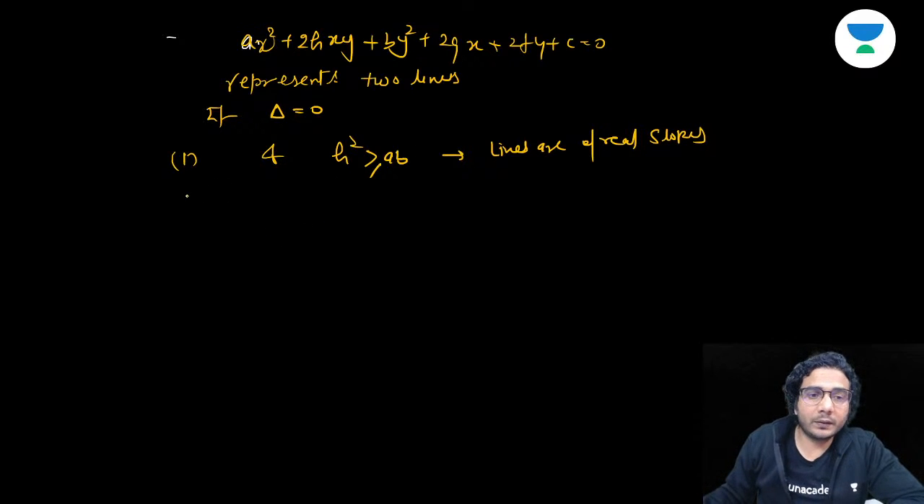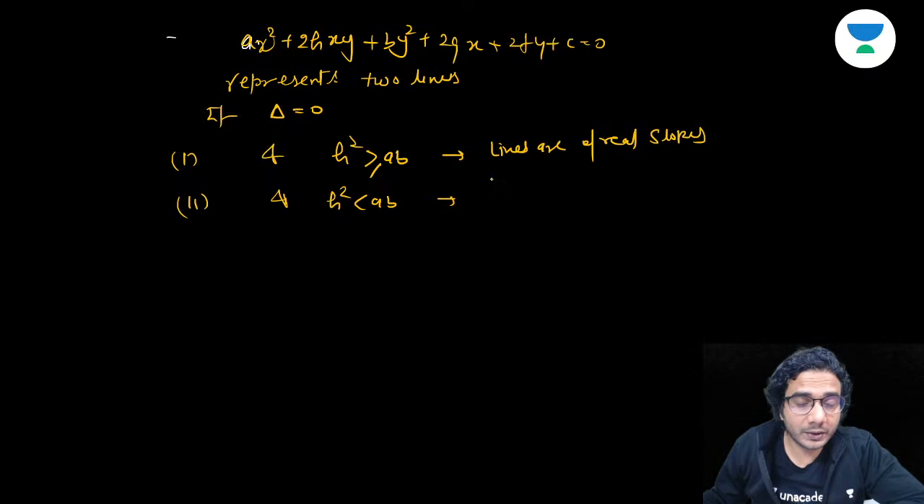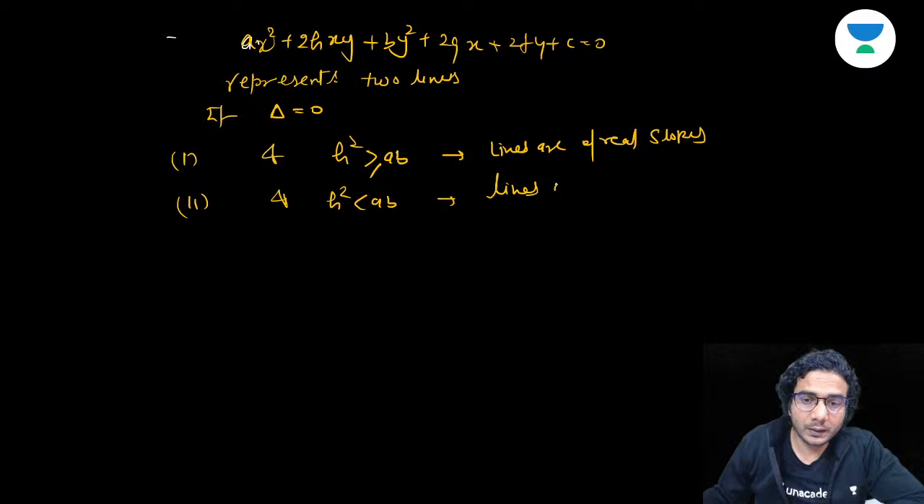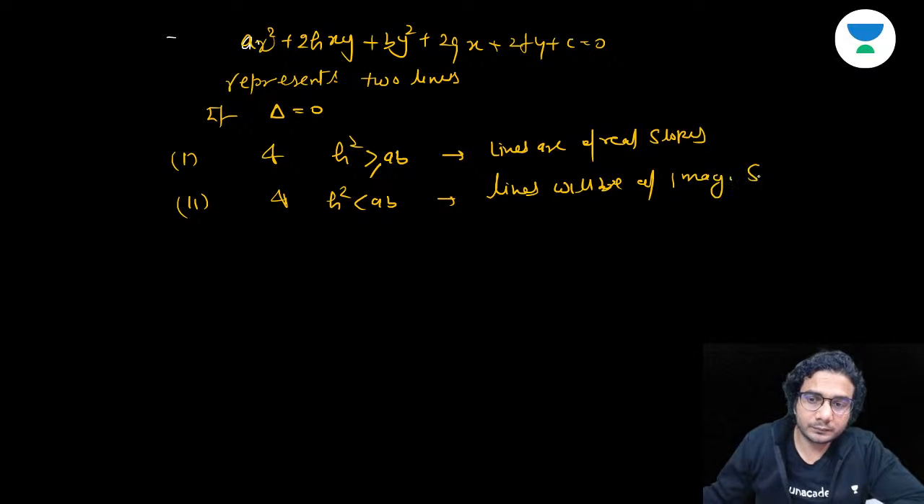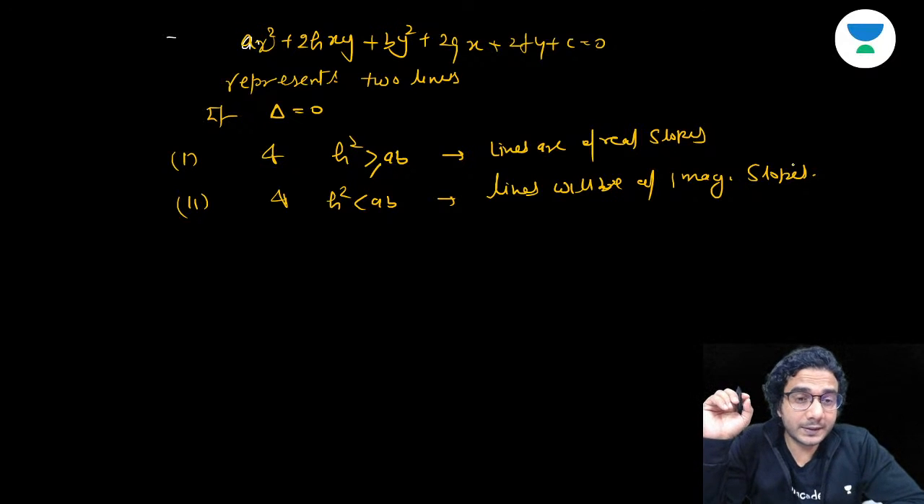H square is greater than or equal to AB. Second, if h square is less than AB, then the lines will be of imaginary slopes. Okay, so for real lines, the condition is delta is 0 and h square is more than or equal to 0.